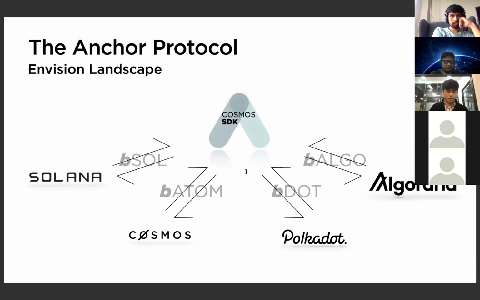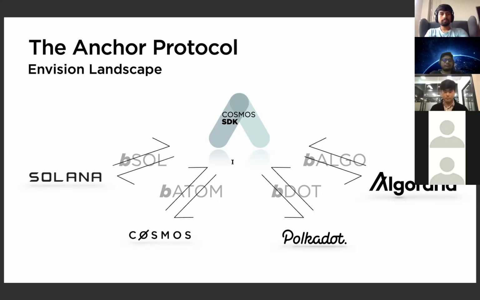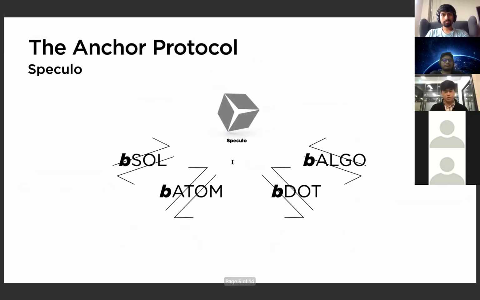So the landscape we envision for Anchor is that we don't want Anchor to be built up all by Terra. We want it to be a collaborative effort across different proof of stake chains such as Solana, Cosmos, Polkadot, and Algorand. And we expect those chains to implement their own contracts that have liquid staking enabled and have their own B assets, BSOL, BAtom, BDOT, and BAlgo implemented on top of them. As for the bridge, we need a method to transfer those B assets from the origin chain to the Terra chain where the Anchor smart contract resides.